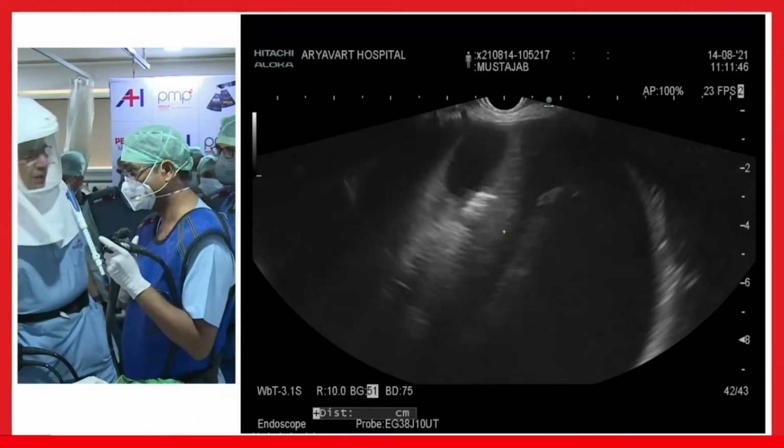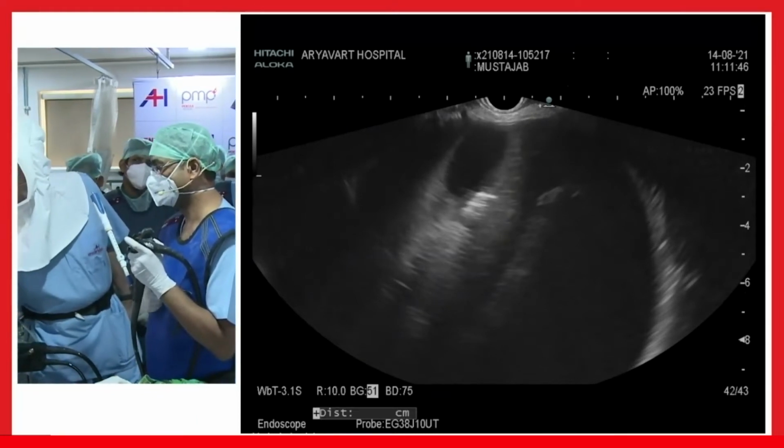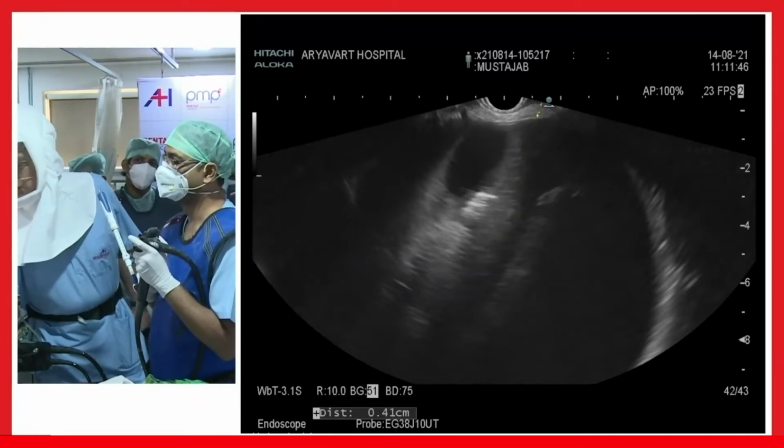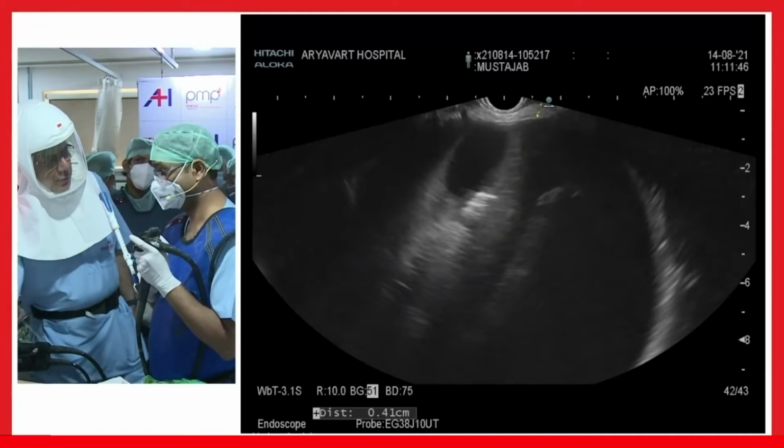Dr. Amitabh Jared just now raised a point. He says, I want to measure the wall thickness from my probe to the cyst. So this is 0.4 centimeter. You feel comfortable? That's fine.